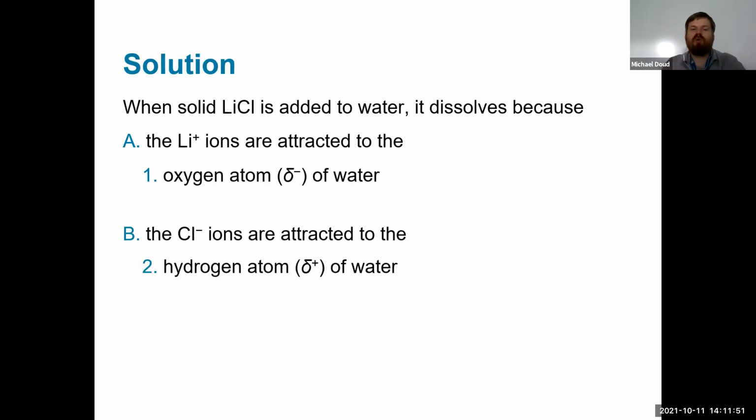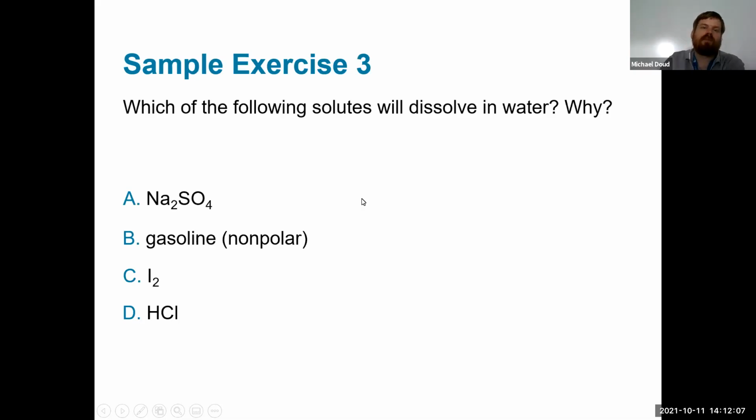Okay, so the lithium ion has a positive charge. That means that's going to attract the partial negative charge of the oxygen atom. And the chloride ions have a negative charge. That's going to attract the partial positive charge of the hydrogen atom. Okay, finally, we're ready for our sample exercise here.